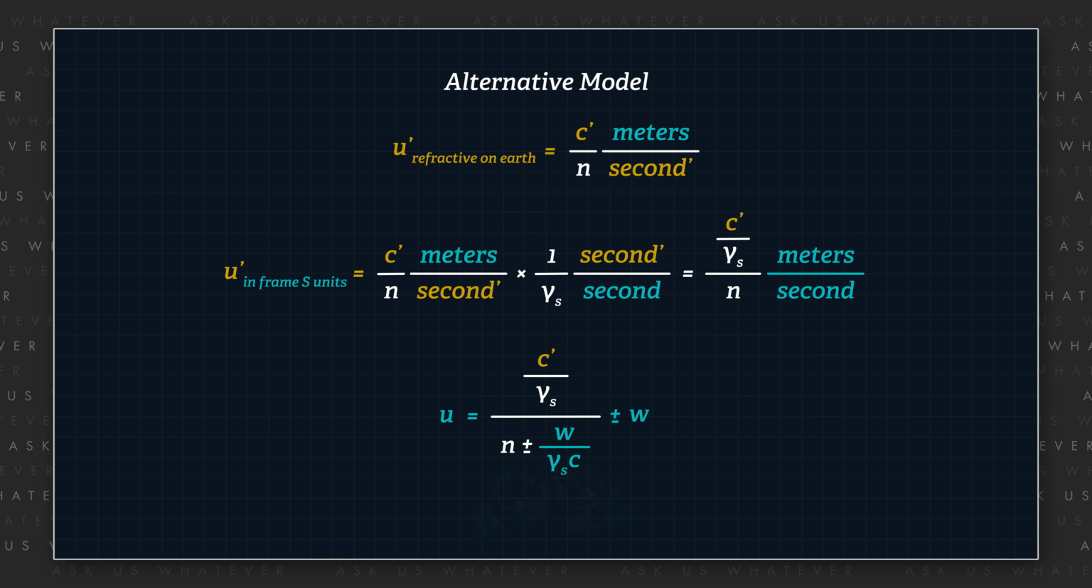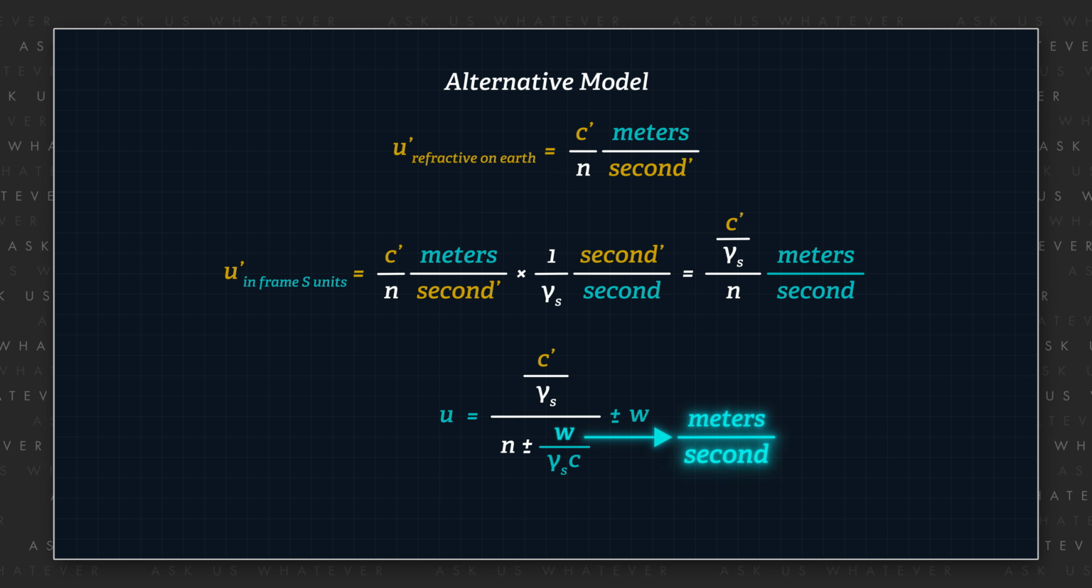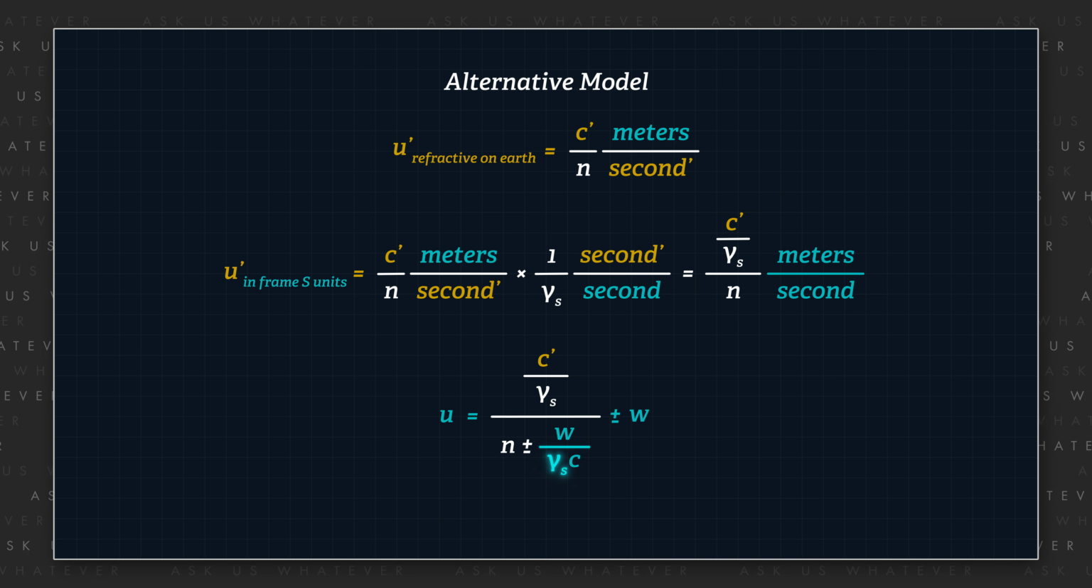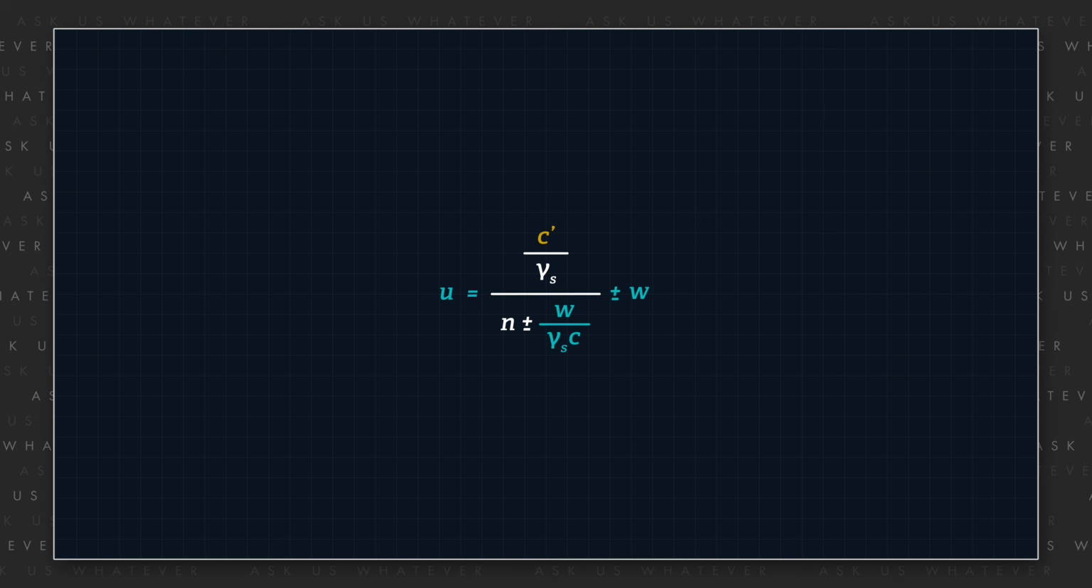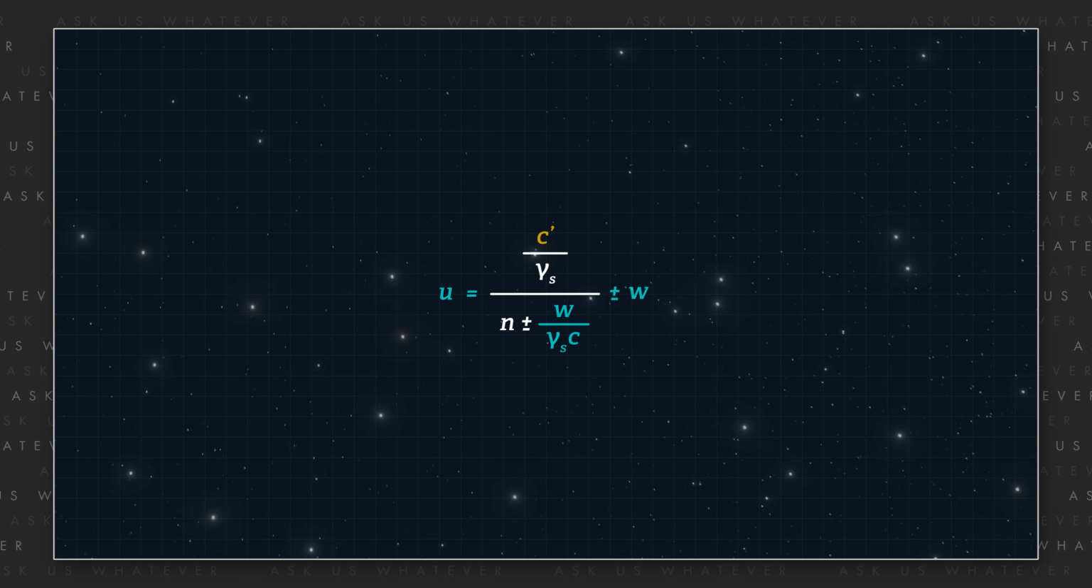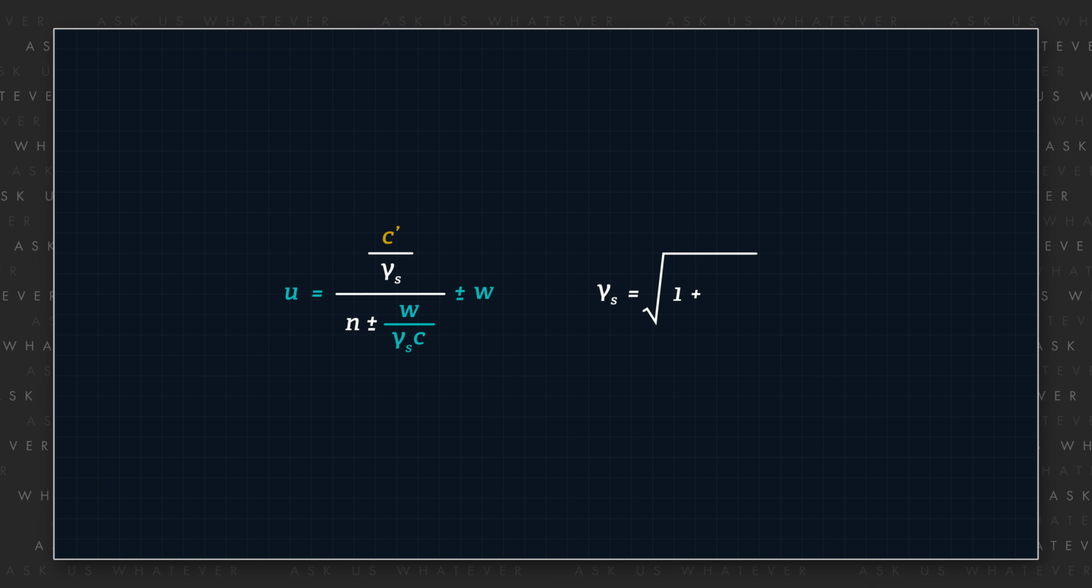Let's now use the same logic for adding water speed linearly and modulating intermolecular light speed by the differential distance effect. Here we use the ratio of water speed in meters per second divided by gamma s times c meters per second, which, as you know from the alternative model covered in episodes 6.1 and 6.2, is light speed as emitted by a source moving through space, where gamma s is computed using the speed of the emitting source through space, w meters per second.